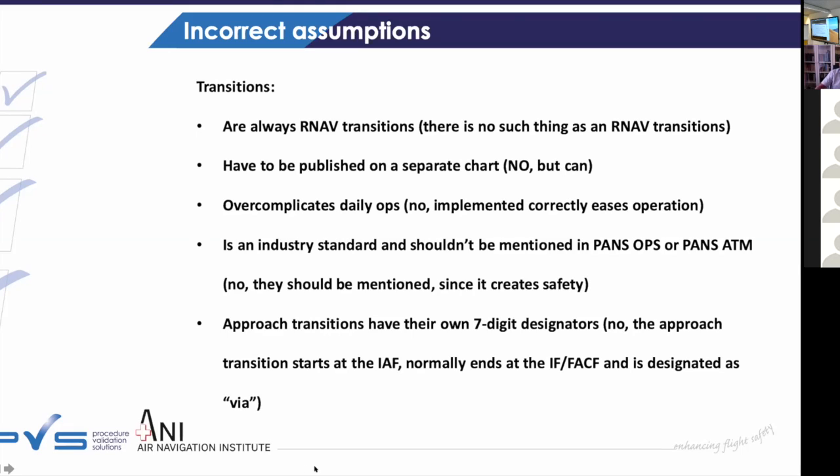So I hope I could make myself clear. The approach transition is just the connection between any IAF to a common IF or final approach course fix or final approach fix. And it has to be designated as a via and not as a 7-digit designator.